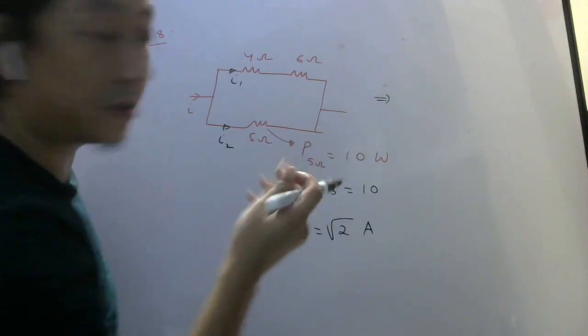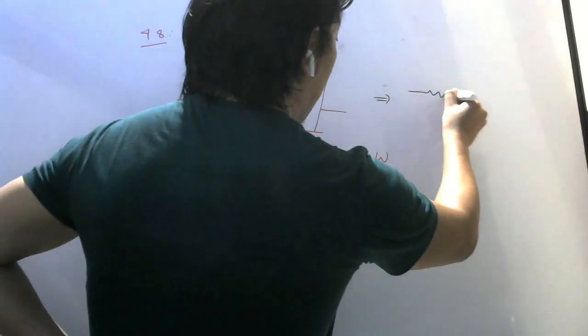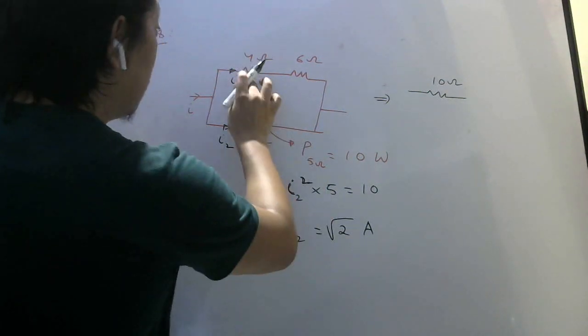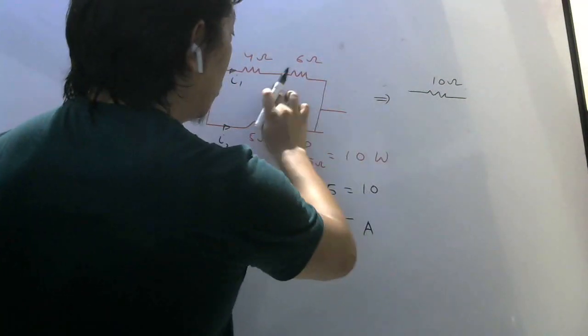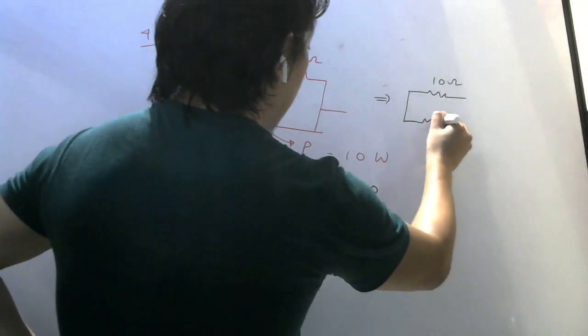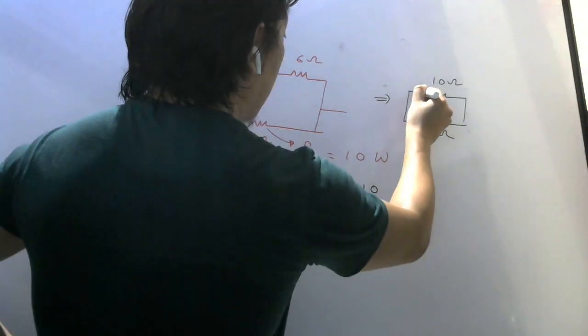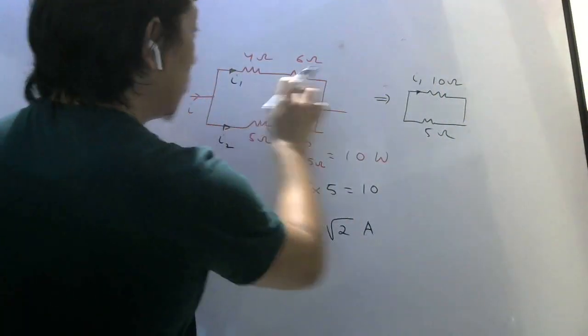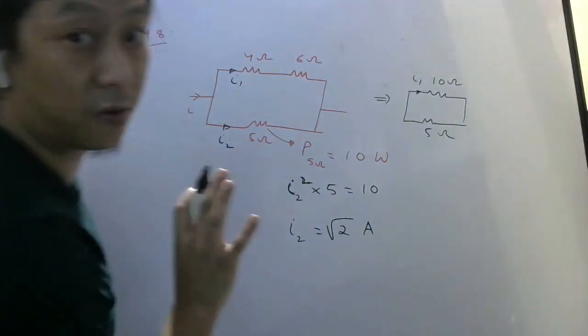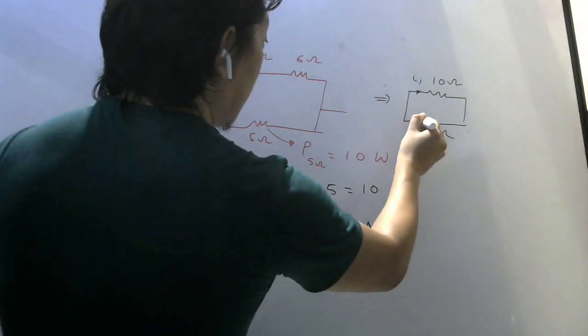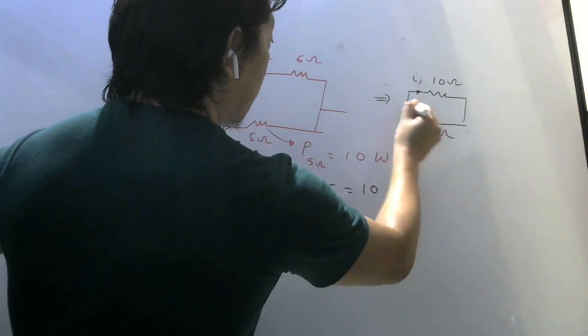I can consider this as 10 ohm in series. So this 4 and this 6 are in series, so total will be 10. And here 5. Correct? Now here the current going is I1, because in a series combination the same current will flow. And here the current is I2.